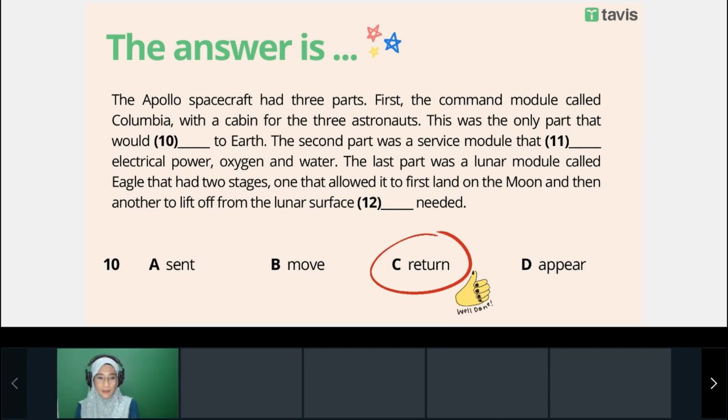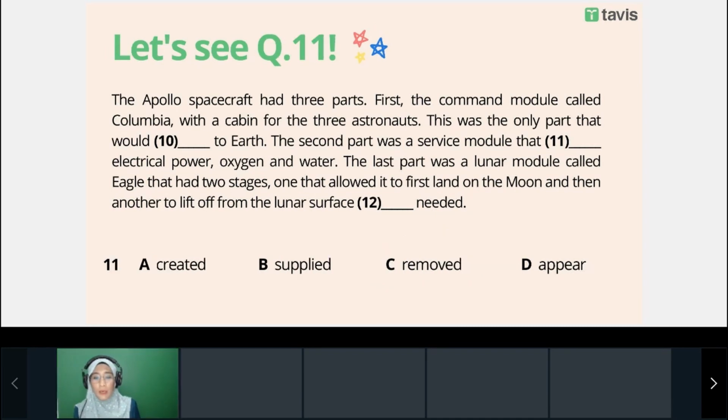Why is it not sent, miss? Again, send is more like a parcel. It's being sent to you, right? It's like you carry it to somewhere. This one, there's nobody carrying it to be sent to the Earth. Nobody is carrying it, right? But when you say return, I would say that's the best. Okay, return. All right. Now let's try and see question 11.